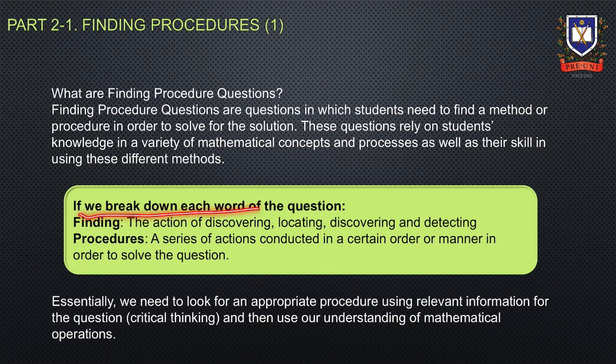If we break down each word of the question, finding is the action of discovering, locating, and detecting. Procedures is a series of actions conducted in a certain order or manner in order to solve the question. Essentially, after breaking down each word, we are looking for an appropriate procedure using relevant information for the question. This is called critical thinking, and then use our understanding of mathematical operations to solve the question.